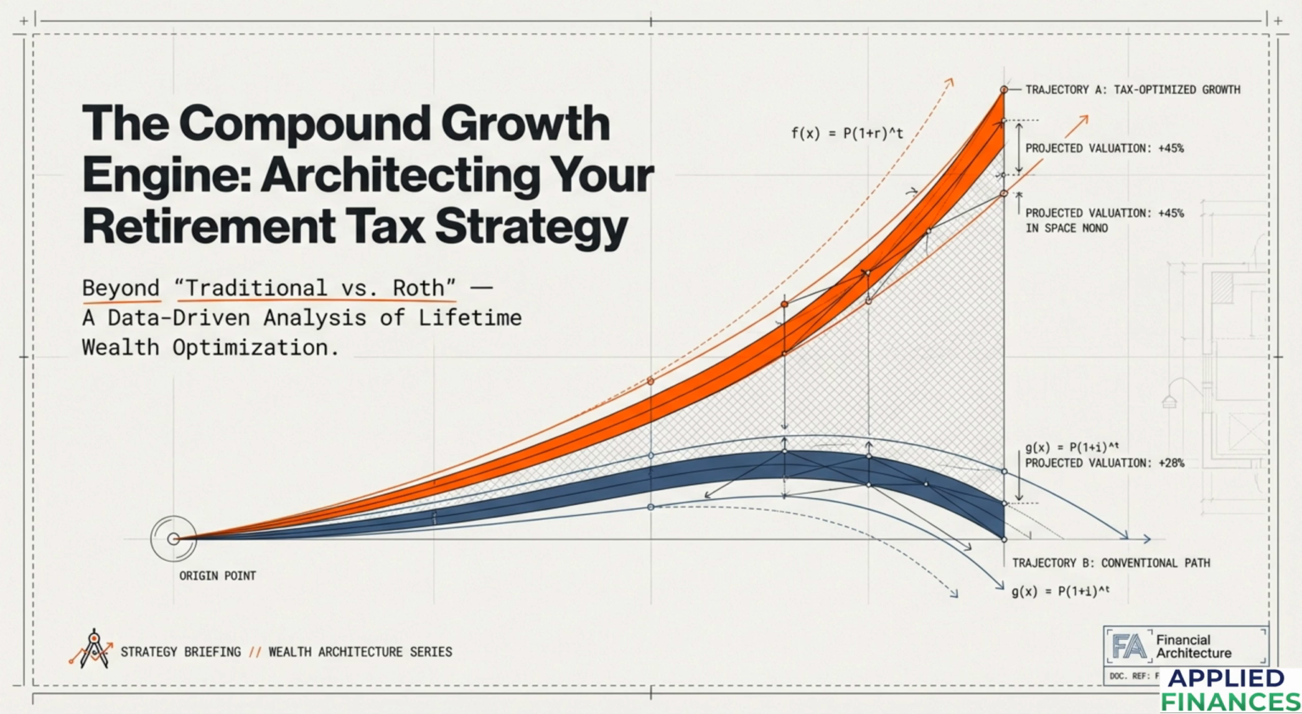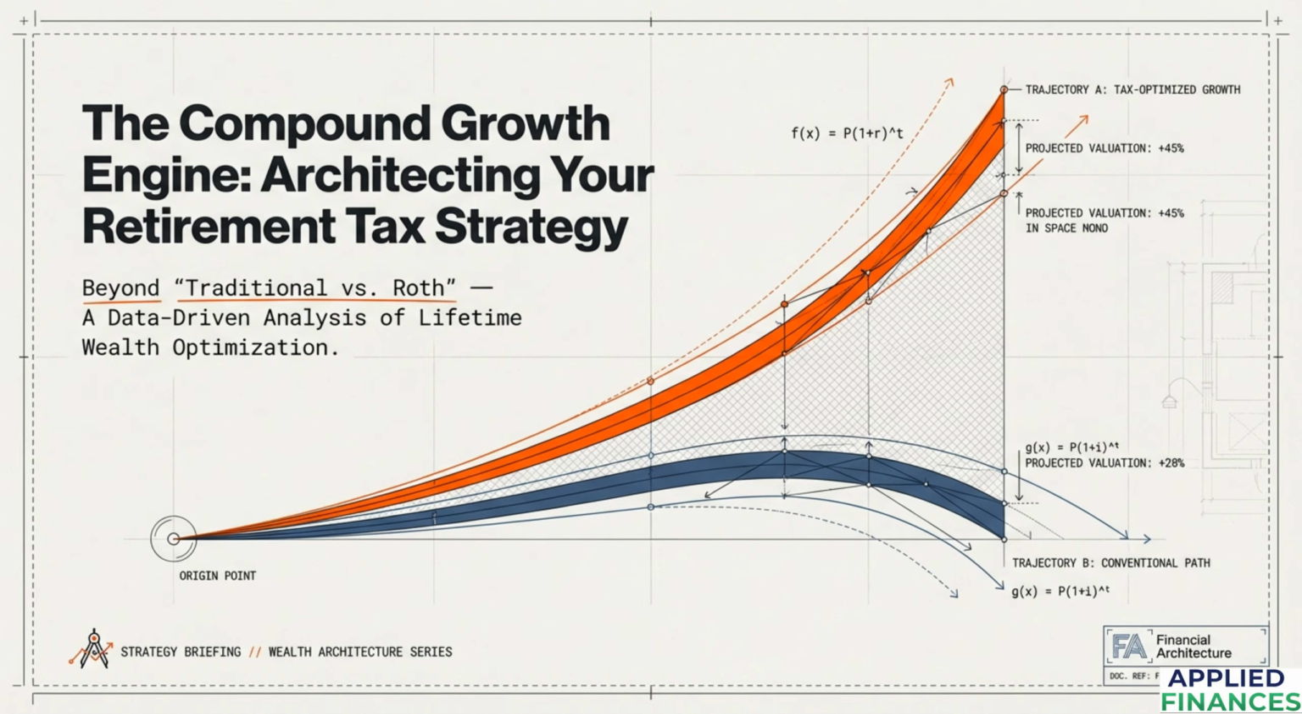Welcome to the strategy briefing of the Wealth Architecture series, where we explore the mechanics of long-term financial success. Today, we are looking at the compound growth engine and architecting your retirement tax strategy. For most people, the conversation around retirement planning starts and ends with a simple choice between traditional or Roth accounts. However, we are going to go much deeper than that surface-level debate.